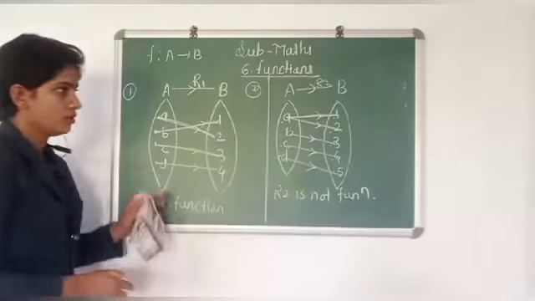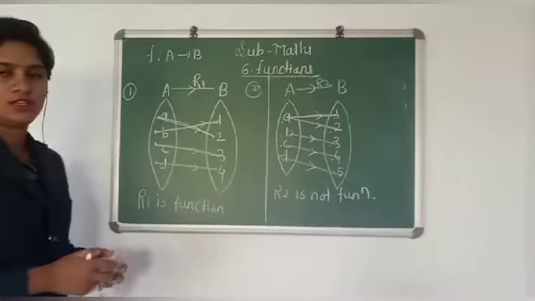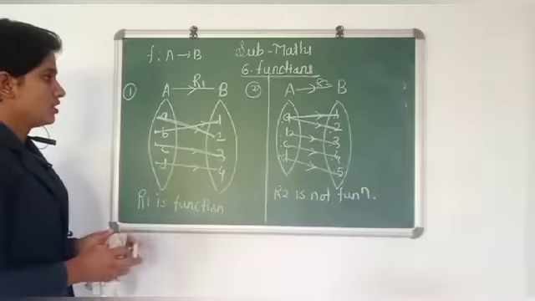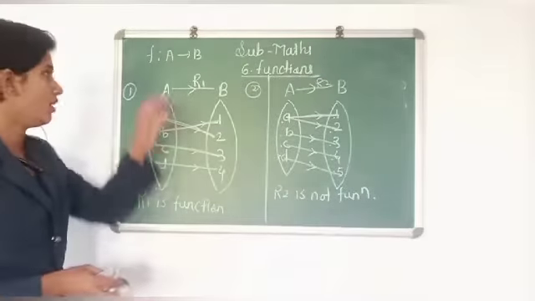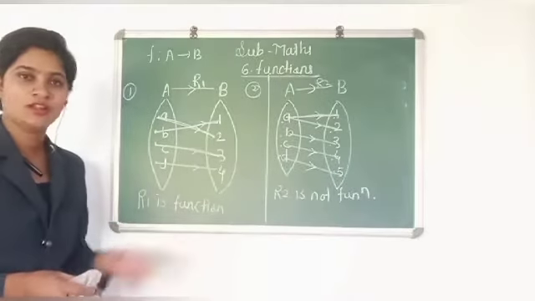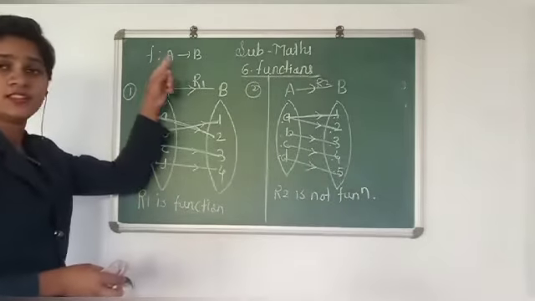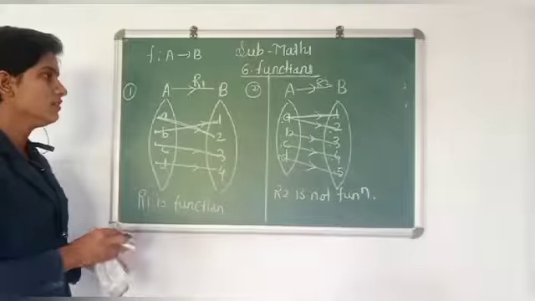I hope all of you understand both examples, how to identify whether the given relation is a function or not. So using the definition, f from A to B is called a function if every element of set A has a unique image in set B.